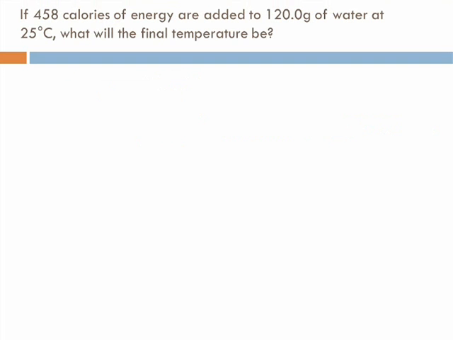If we have 458 calories of energy added to 120 grams of water, so we're heating up some water, 120 grams of it, which is 120 milliliters, at 25 degrees, what will the final temperature be? Let's write down everything we're given. Calories of energy, that's the heat. So I have delta H equals 458 calories. The mass is 120 grams.